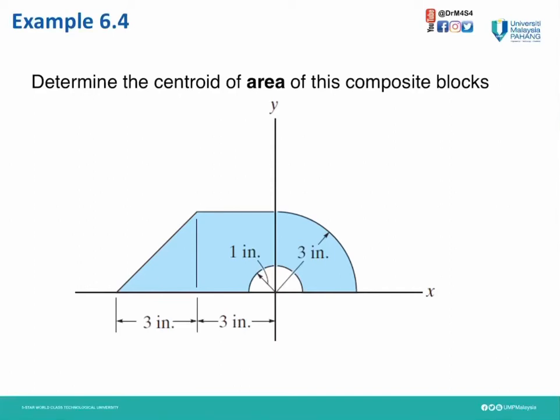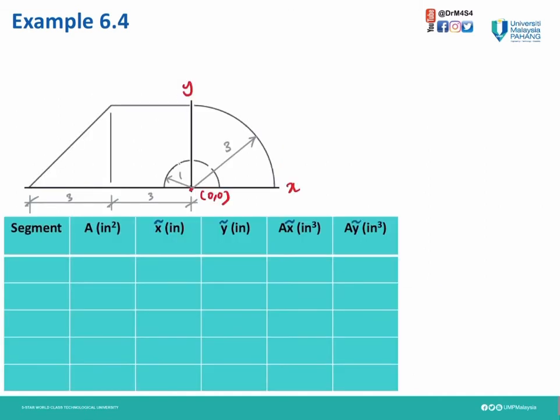Next, we need to determine the centroid of the area for this composite block. As we can see here, this is our x-axis and this is the y-axis. Therefore, at the intersection, we take the coordinate as 0, 0. Then, we need to tabulate the data, which is A, x bar, y bar, A x bar, and A y bar.